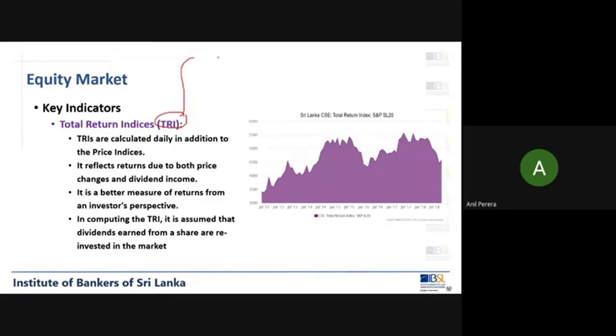Now, in a stock, you get two types of income. One, capital gain. The other one is dividend. Capital gain means the difference between the current price and the previous price. Dividend means the cash income, cash flows, right?